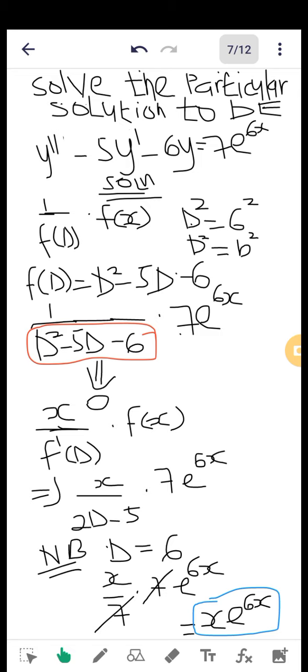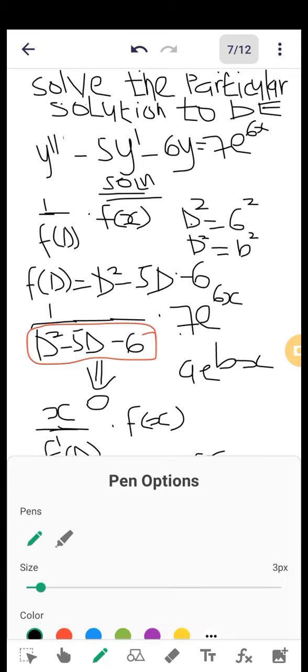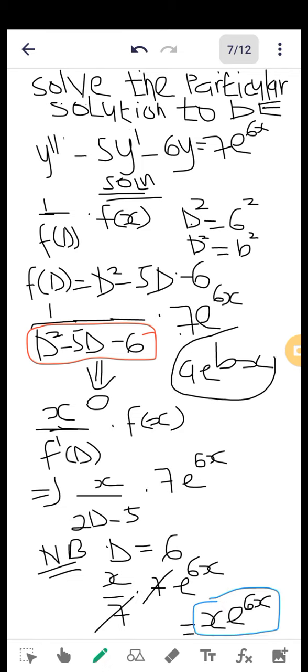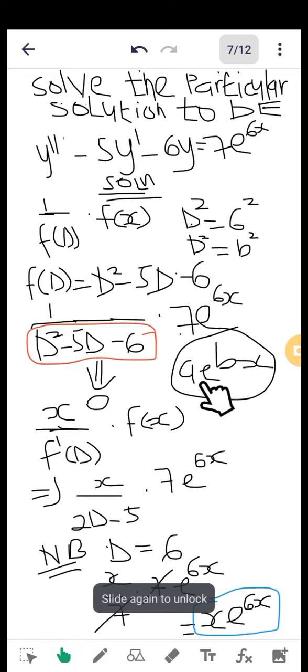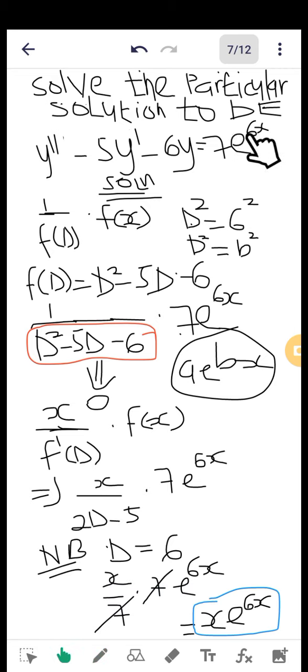It is in the form a e exponent bx. So we know that it's in this form, a e exponent bx. So it means my b is 6. This is my x, this is my b, this is the e. And a is more or less a constant, so that's the 7. Then my b is 6.